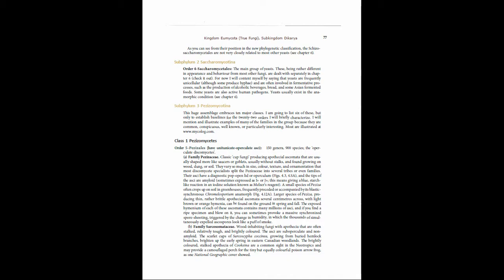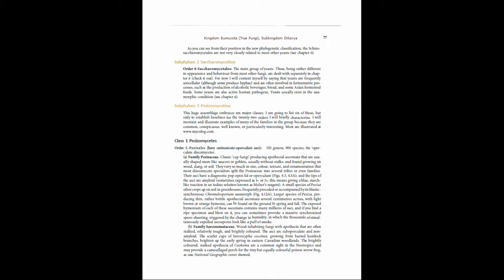Subphylum 3, Pezizomycotina. This huge assemblage embraces 10 major classes. I am going to list 6 of these, but only to establish baselines for the 22 orders I will briefly characterize. I will mention and illustrate examples of many of the families in the group because they are common, conspicuous, well-known, or particularly interesting. Most are illustrated at www.mycology.com. Class 1, Pezizomycetes. Order 5, Pezizales, have unitunicate operculate asci, 150 genera, 900 species, the operculate Ascomycetes.